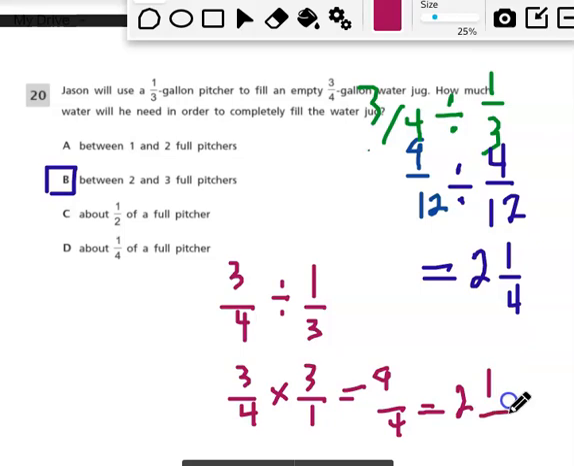2 and 1/4, the same way. So just do the reciprocal. So it's 2 and 1/4. So it means we were able to get between 2 and 3 pitchers, right? Very nice. Thank you for the share, guys. All right, so maybe one last question, then we go.